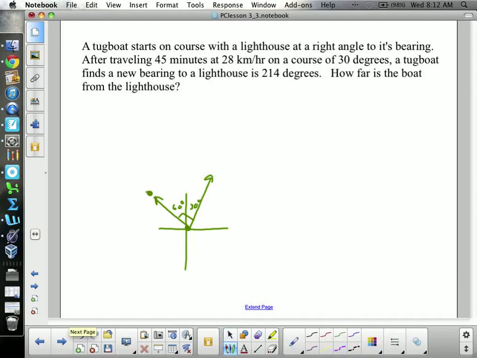After traveling 45 minutes at 28 kilometers per hour. Okay, if we go 45 minutes at 28 kilometers per hour, how far have we gone? Distance, rate, time problem, very quickly. 21 kilometers, right? Three-fourths of an hour, three-fourths of 28 is 21. So after going 21 kilometers, the tugboat is here, and now the bearing to the lighthouse, when he looks back to see that, is 214 degrees.